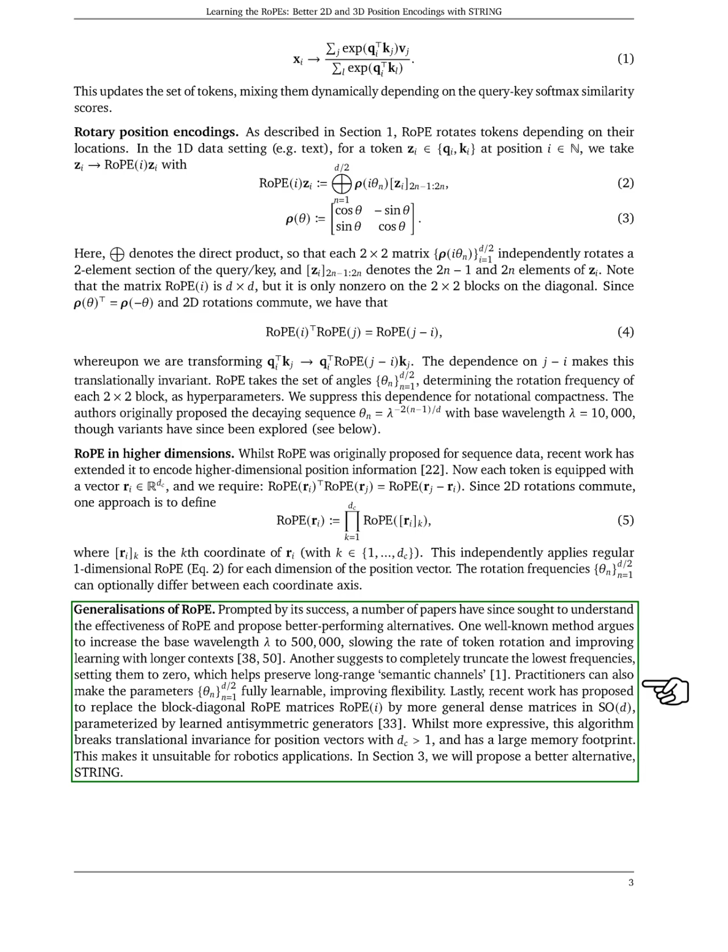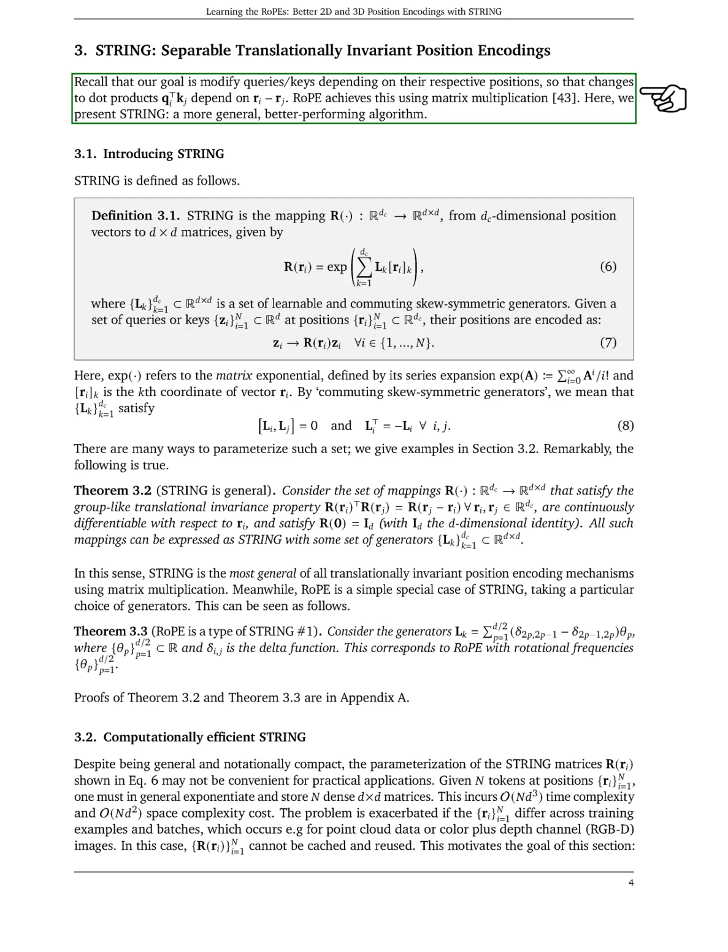Section: STRING, Separable Translationally Invariant Position Encodings. In this section, we introduce STRING, which enhances the way we modify queries and keys based on their positions. Our aim is to ensure that the changes in the dot products between queries and keys depend on the difference in their positions. STRING is a more general and effective algorithm compared to RoPE, which we will explain further.